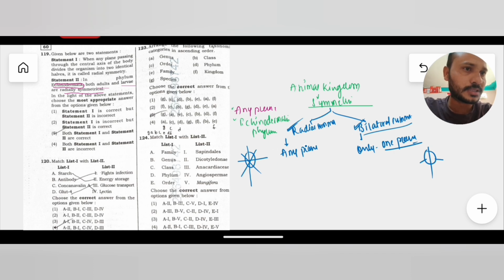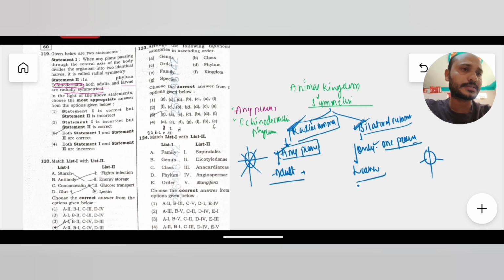In both symmetries, the keyword to remember is that if it is any plane, it must be radial symmetry; if only one plane, that is bilateral symmetry. In questions they ask only radial symmetry, so that is the definition of any plane. Now coming to Echinodermata: the adult shows radial symmetry and the larva shows bilateral symmetry. So this is the first statement.